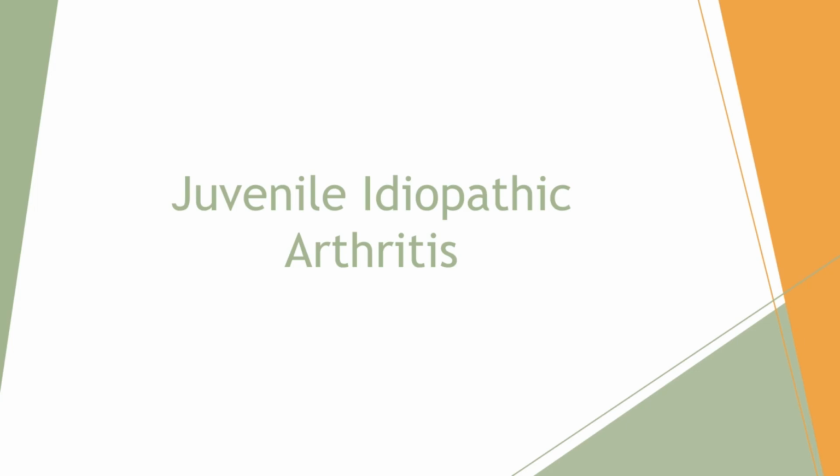Now, juvenile idiopathic arthritis, or JIA. This is a chronic childhood arthritis. It's an inflammatory disease of the joints causing irreversible articular damage. The cause or etiology of juvenile idiopathic arthritis is unknown, but the peak onset is usually seen in children 1 to 3 years of age.